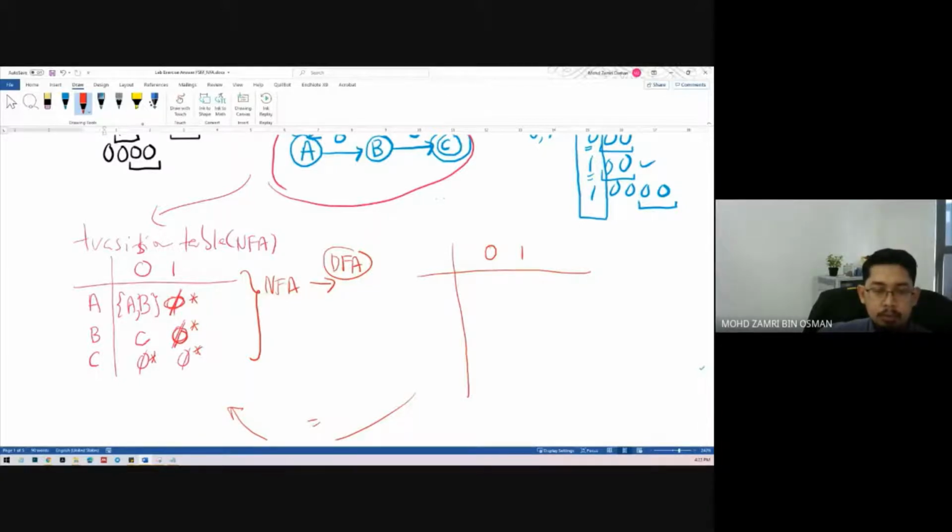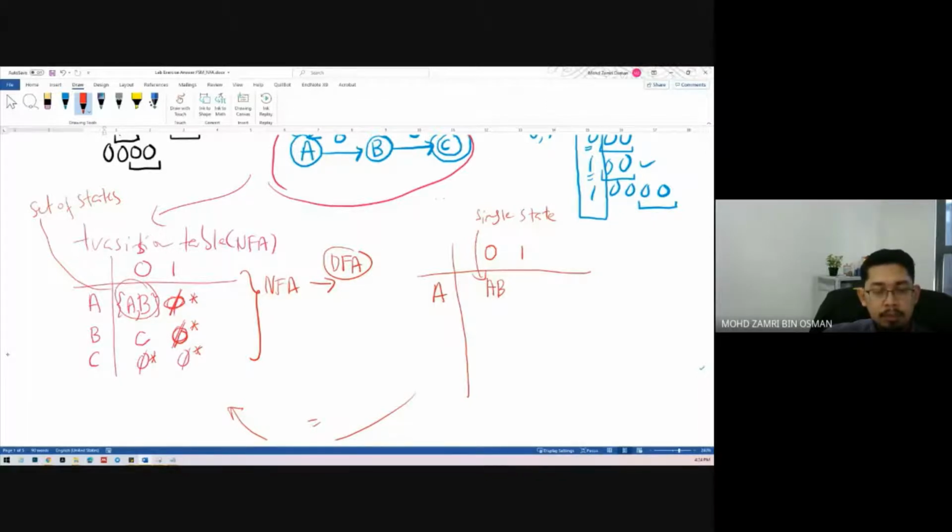Okay, we start from A here because A is the start state in this case. Instead of having A and B here, we must merge them. We union the two states together to become a single state, right? So instead of sets of states, we have a single state. Just imagine that instead of C, we have a D, E, F, something like that, but we merge them together to become a single state. This one is a set of states, with multiple states that we got the transitions to.